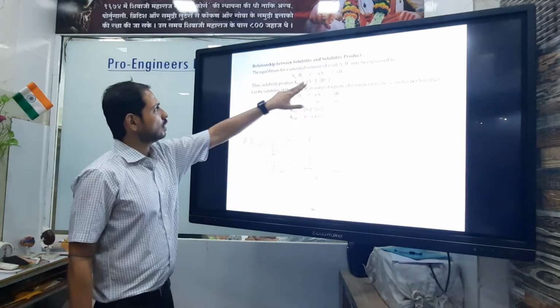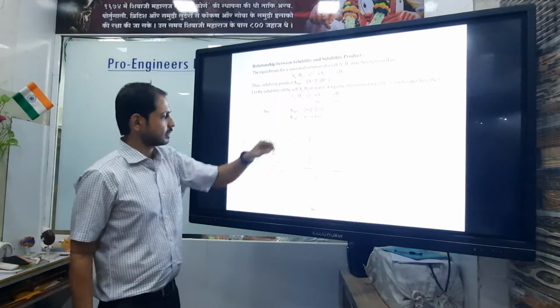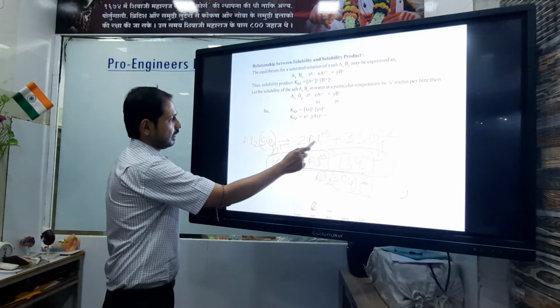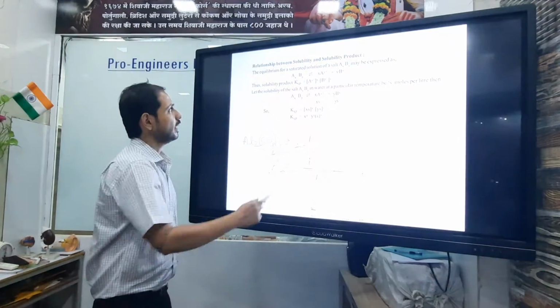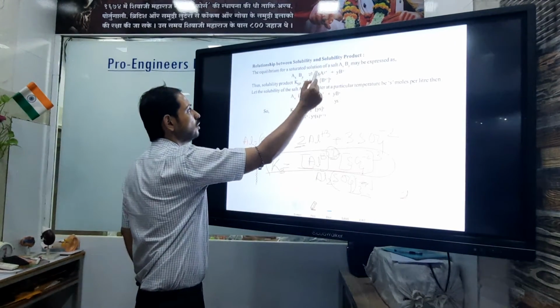Yes. Now the same thing we have to write here. Ksp is equal to [A^y+] raised to x. Like that, [Al3+] raised to 2. So this number will go to the power, right? Here this number x will go to the power.